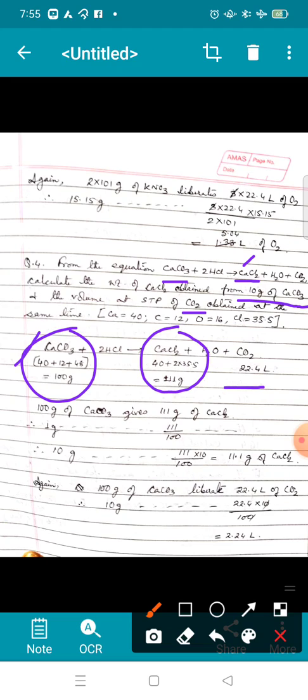The first statement we write using the equation. 100 gram of calcium carbonate gives 111 gram of calcium chloride, and we get this information from the equation. Therefore 1 gram of calcium carbonate will give how much, and 10 gram of calcium carbonate will give how much calcium chloride? Simple unitary method. Second part: 100 gram of calcium carbonate gives us 22.4 liters of carbon dioxide at STP. Here, since the coefficient of carbon dioxide is 1, that's why it is 1 into 22.4. If we have something else here, we have to multiply the volume accordingly. Therefore 10 gram of calcium carbonate will liberate how much carbon dioxide? So that's all about this. Thank you.